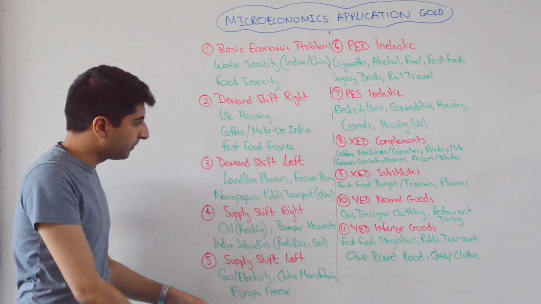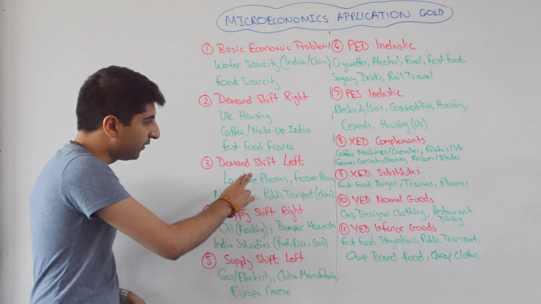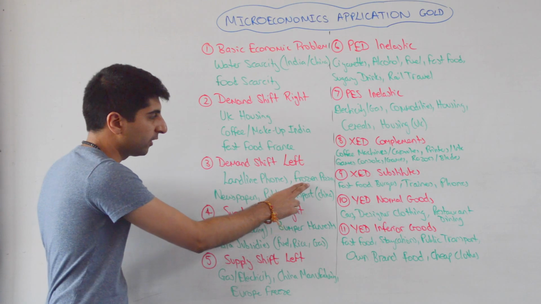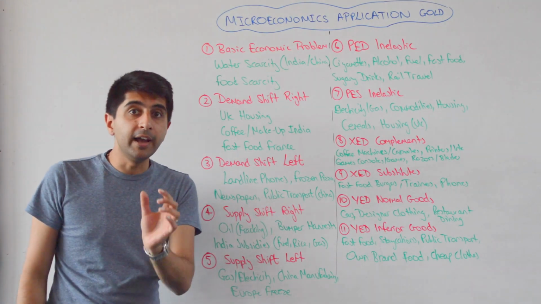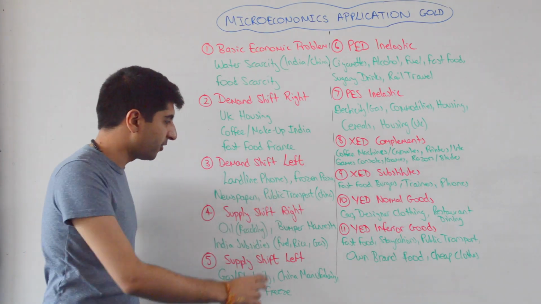A demand shift left, landline phones in the UK, frozen pizzas, newspapers. These are all changing trends, you could say, movement towards other items instead, like mobile phones, like fresh pizzas, like online news. Public transport in China, an inferior good. As incomes are rising in China, more cars are being bought, less demand for public transport.